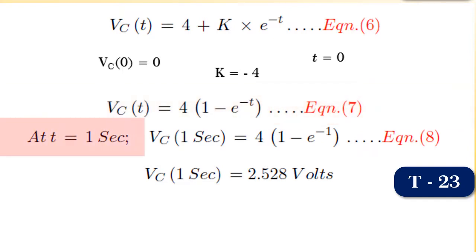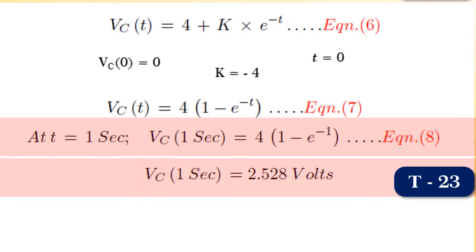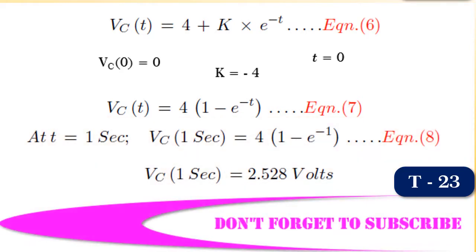Therefore, Vc at 1 second is equal to 4 into bracket 1 minus e to the power of minus 1, which will give us Vc at 1 second is equal to 2.528 volts. So friends, in the problem, note that we wrote Kirchhoff's current equation for node 1. Like this, we have to use proper technique depending on what we are asked for to find.